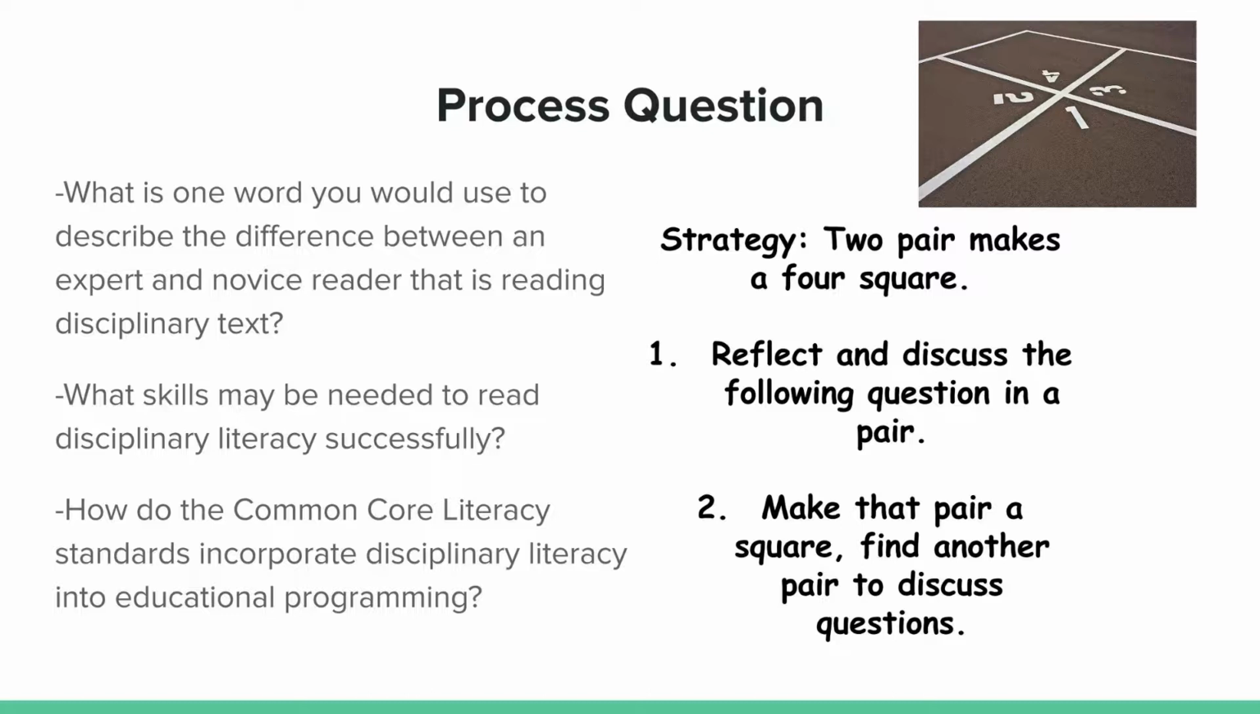And before we begin, you are going to find a partner not at your table. You're going to reflect and discuss the following questions in a pair. So, please go through those three questions and share out. You have about 2 to 3 minutes to do that. And at the end of that time, then your two pair is going to make a four square. You'll meet with another pair and share and discuss your thinking and your ideas around those three questions.